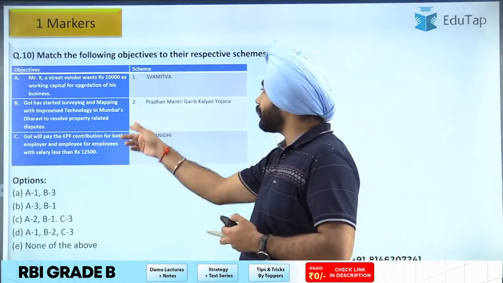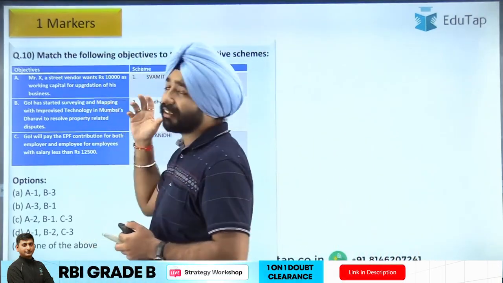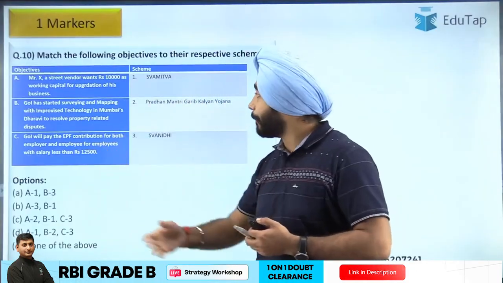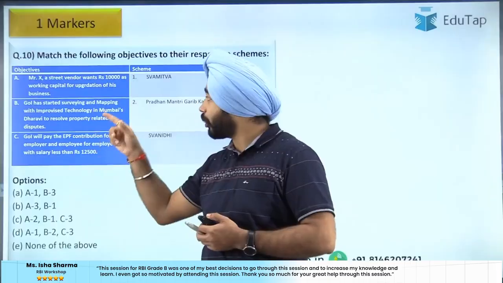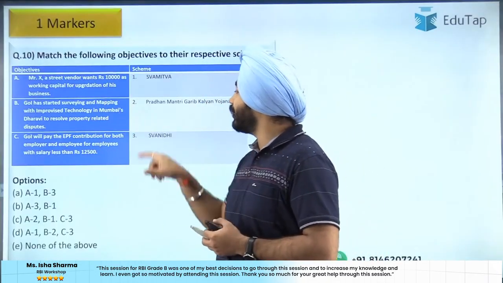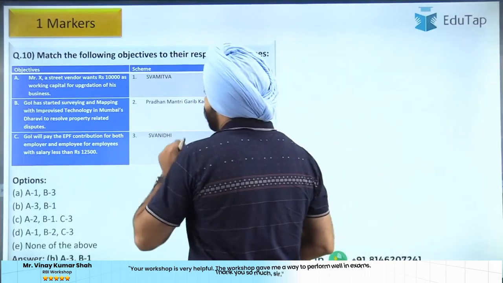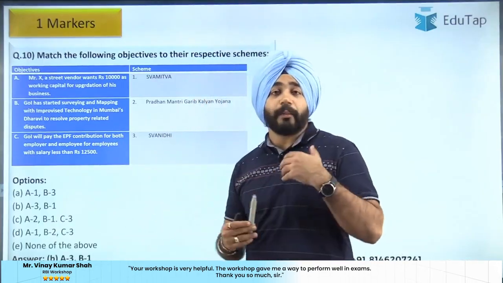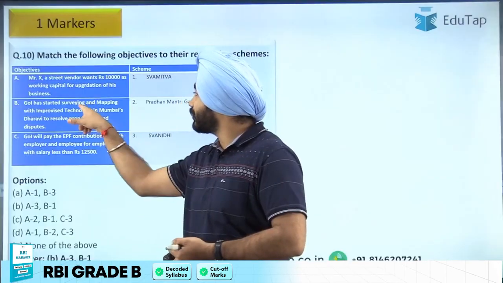Okay, so if I talk about these specific schemes, the first is basically street vendors who are getting 10,000 rupees as working capital. So if I talk about this specific thing, we know this is related to your option number 2, the SVANidhi scheme. SVANidhi के अंदर वर्किंग कैपिटल लोन दिया जाता है. ठीक है जी. Then if I talk about the second specific thing, that is surveying and mapping.